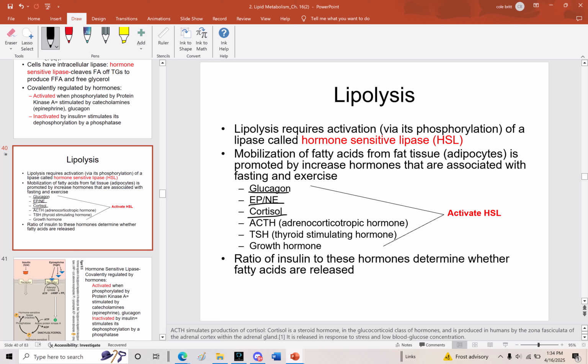But keep in mind, it's the ratio of hormones. It's not like insulin goes away. It's just that at this point there's very little insulin. So glucagon in this state is going to be the primary controller.